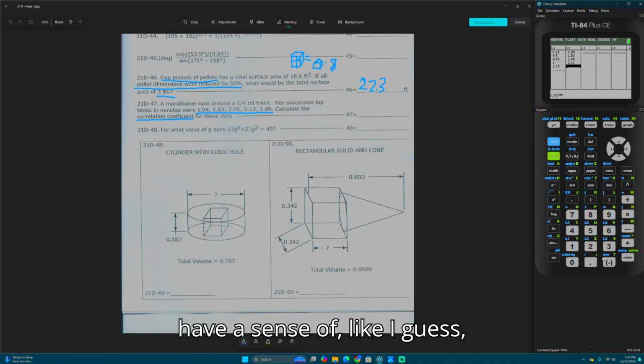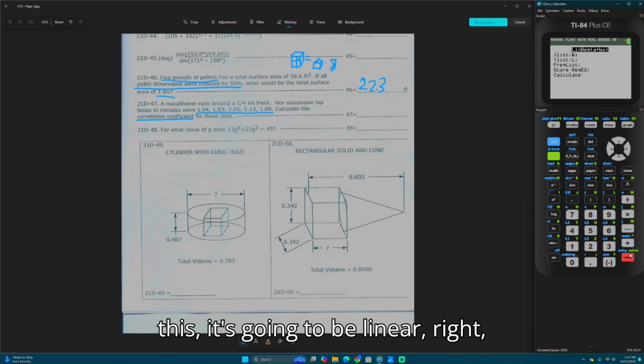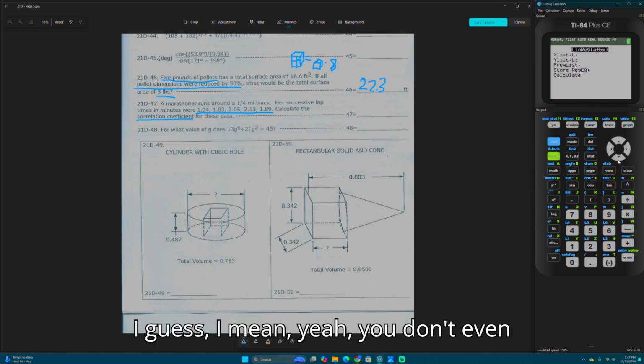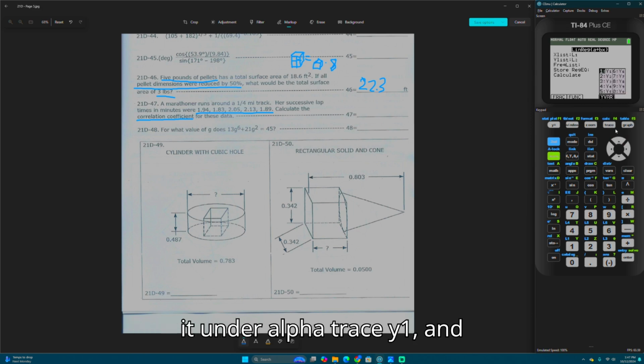You gotta have a feel for it. That's the best way I could put it. Then where it's gonna be linear, right? Because that's probably the best. Okay, you don't even need to save it, but normally with these problems you save it under alpha trace y1 and bam.